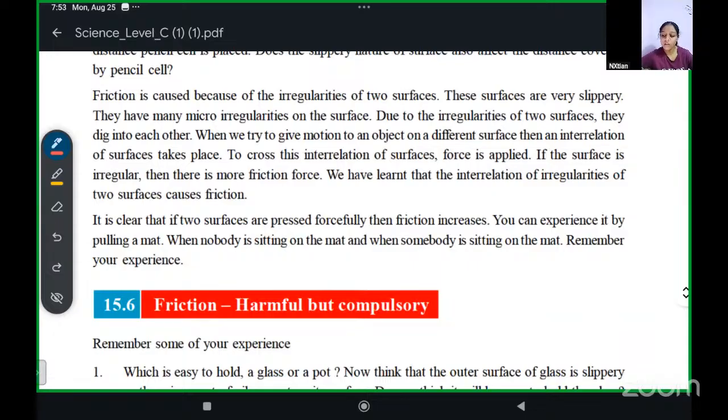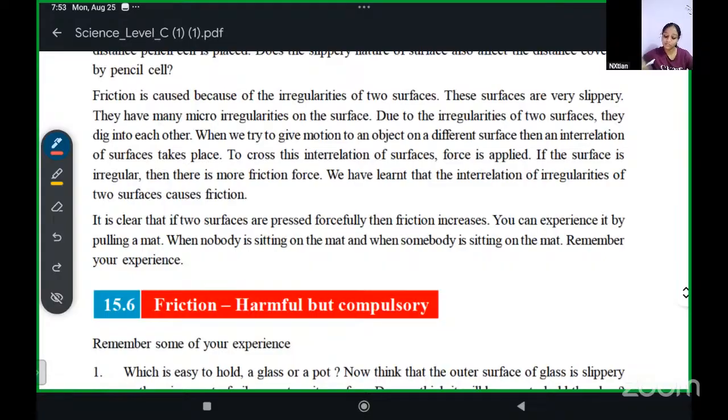Now, about the causes of friction. Because of the irregularities of two surfaces, the movement slows down and stops. It is clear that if two surfaces are pressed forcefully, then friction increases. You can experience it by pulling a mat when nobody is sitting on it and when somebody is sitting on it. When nobody is sitting on the mat and we pull it, it will be very easily pulled, whereas when somebody is sitting on the mat, then you cannot pull it easily.